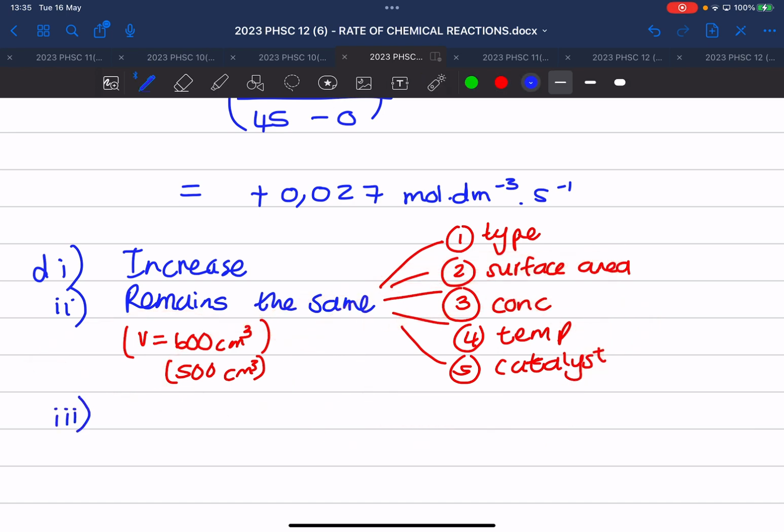And then the third one, they say if you have copper sulfate as a catalyst, if you have a catalyst, what will happen with the rate? No, don't listen to her. What will happen when you add a catalyst, will it go faster or slower? It will increase.